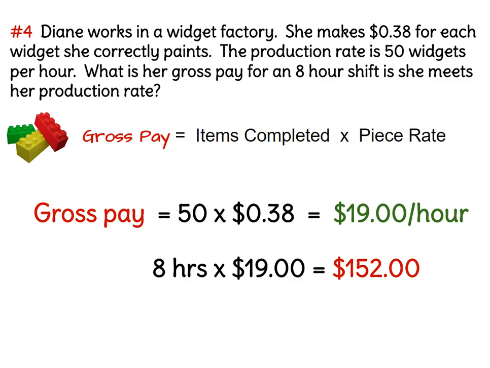We have to do 2 things here. We know how much she makes per widget. We know what her production rate is, but we want to find her gross pay for 8 hours. But remember, production rate is associated with per hour, or 1 hour. So if we take the production rate of 50 widgets and multiply that by the 38 cents per widget, we find that she makes $19 an hour. Then we simply multiply that by the 8 hours that she works, and we find that her gross pay for the day is $152.